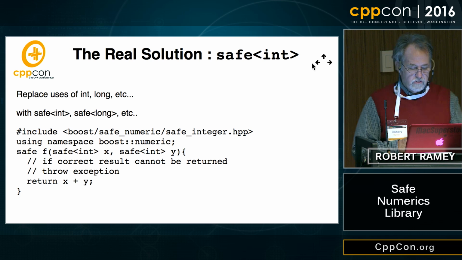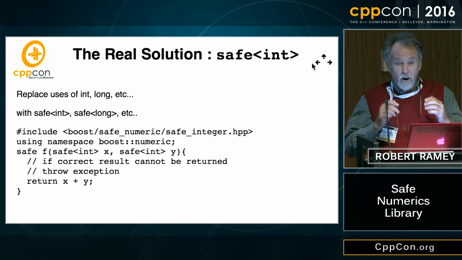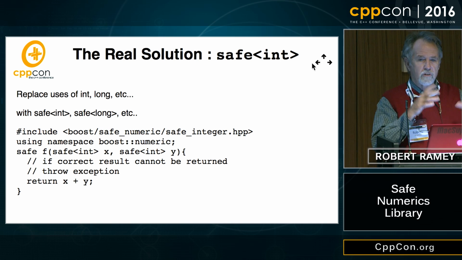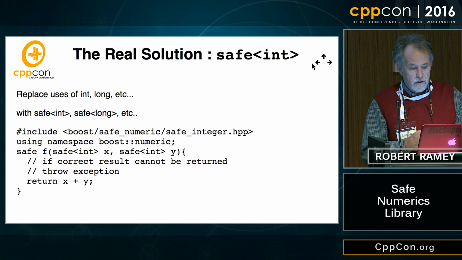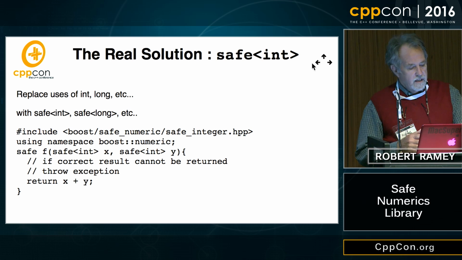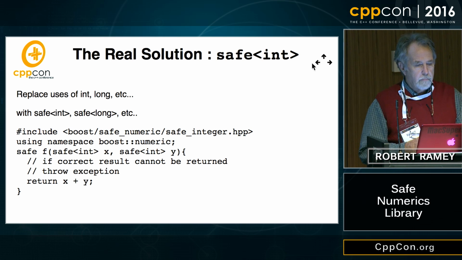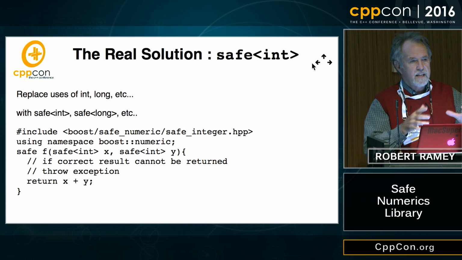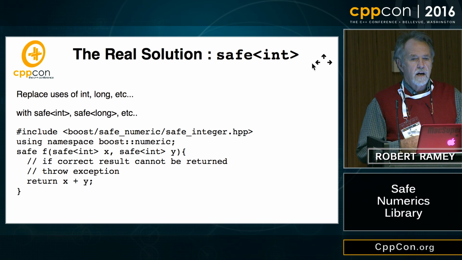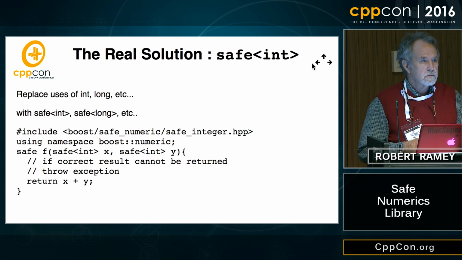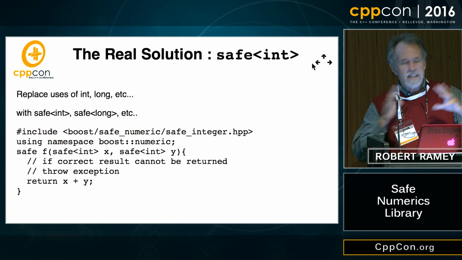The real solution is you use the Boost Safe Numeric Safe Integer Library. You just take all the places in your program where you use an int, a long, an 8-bit integer, an unsigned or whatever, and you just wrap each one in this safe template. You recompile your program and you run it, and now anytime any of those previous situations occurs, you will get an exception. It's that simple.